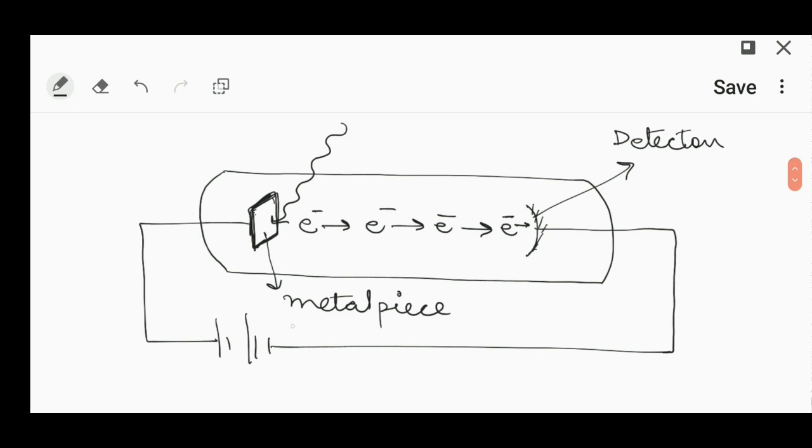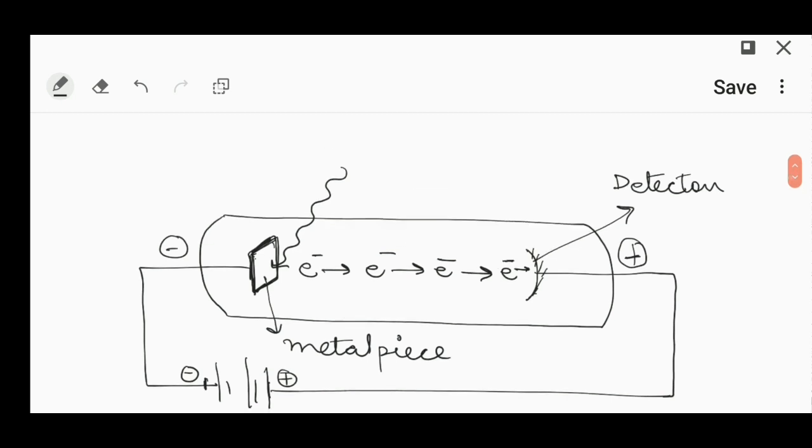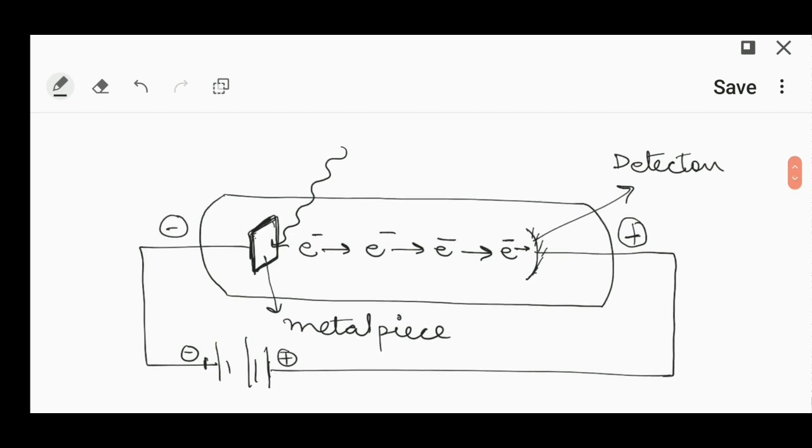This is the positive terminal of the battery and this is the negative terminal of the battery. Obviously, electrons have negative charge and will start moving towards the positive charge. Why? Because opposite charges always attract each other. But there is a condition for the photoelectric effect. Not all radiations are able to eject electrons from the metal surface, only those radiations which have suitable frequency.